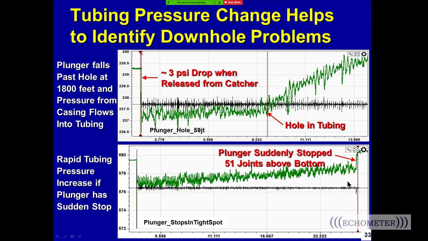And we see that. So we know the plunger made it to the bottom. We can count the collars down to the depth. We know it's 51 joints off bottom. There's a tight spot right there.